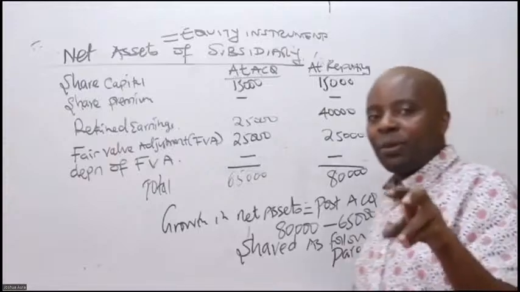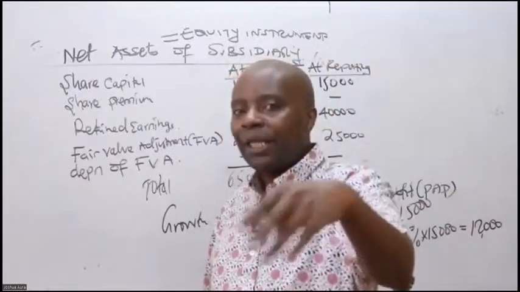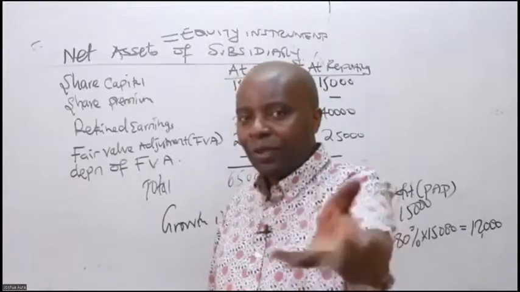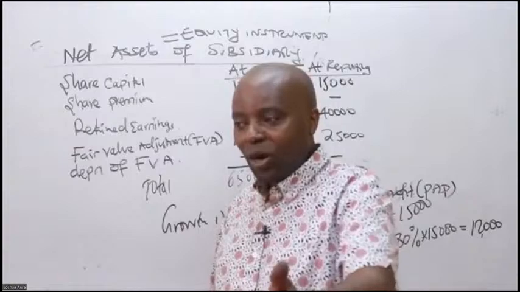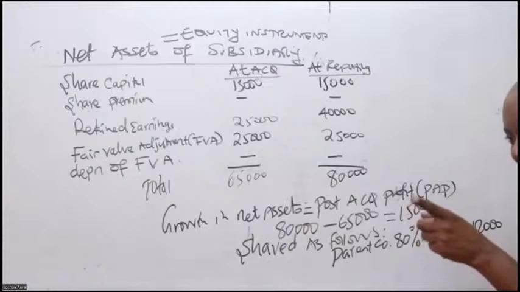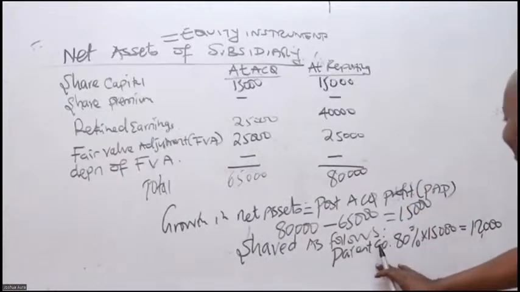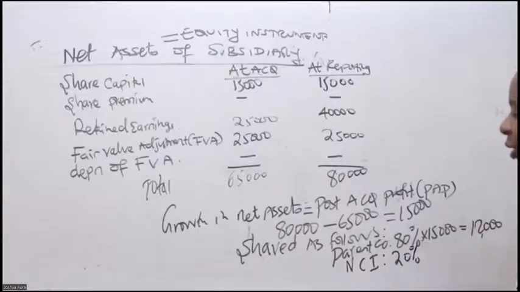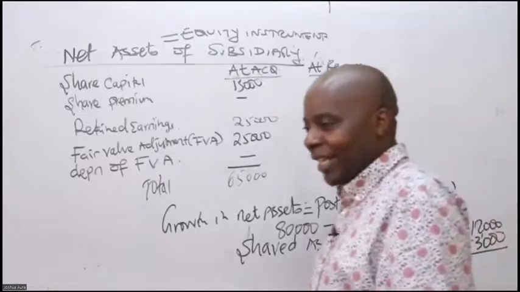Now, I would want to see whether my students still remember this. If the parent owns 80%, there must be another owner somewhere who owns 20%. What is the name of this other owner? NCI. Thank you very much. So then we have the non-controlling interest who has 20%, because it must be 100%. So 20% of 15,000, what do we have here? This must be 3,000.